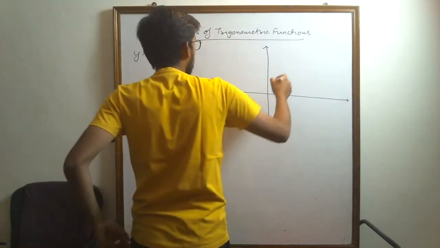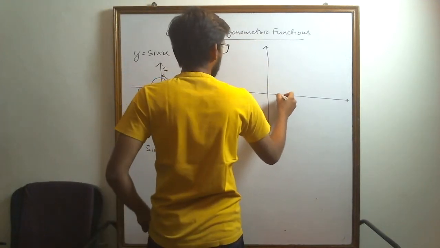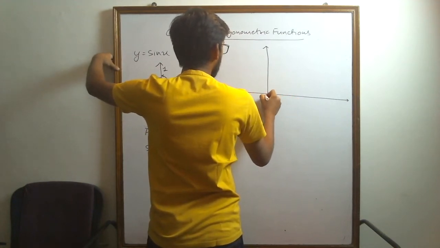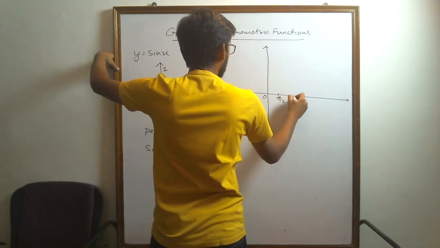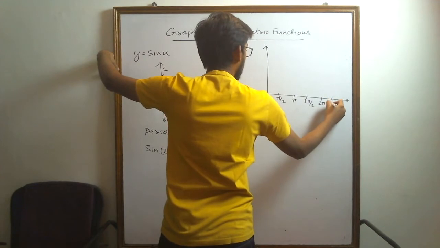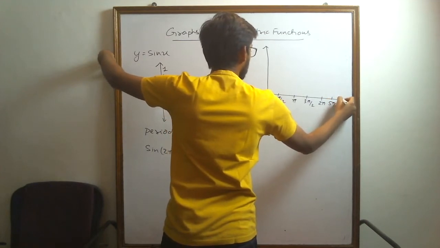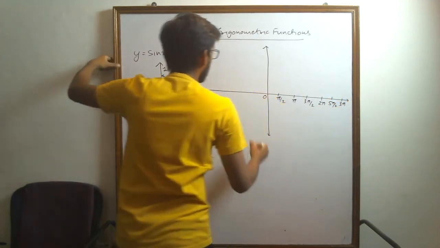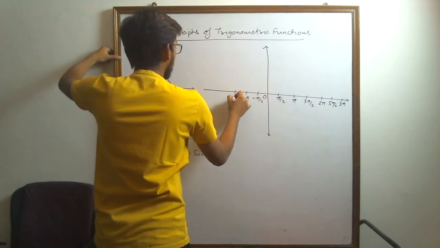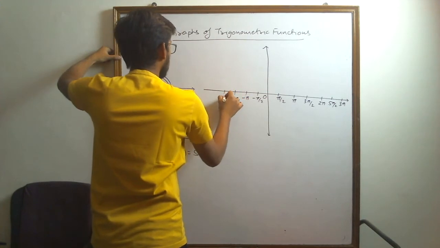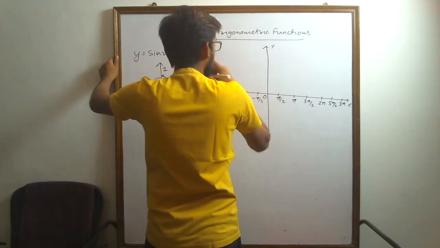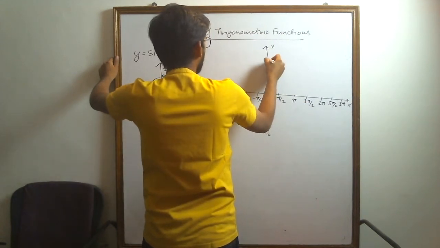So to make the graph of sin x, I am writing a few points here on the x-axis. This is 0, then pi by 2, pi, 3 pi by 2, 2 pi, 5 pi by 2, and so on. Say this is 3 pi. Here minus pi by 2, minus pi, minus 3 pi by 2, minus 2 pi, and so on. Now we know that the range of sin x is from minus 1 to 1.